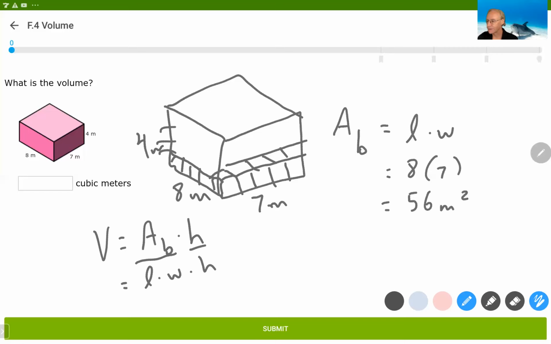In this particular case, we're looking at 56 for the area of the base times the 4, which gives us 224 meters cubed. These are cubic meters. These are these little boxes. And there's 56 in the bottom, and there's 4 stacks of them, which gives us 224 cubic meters.